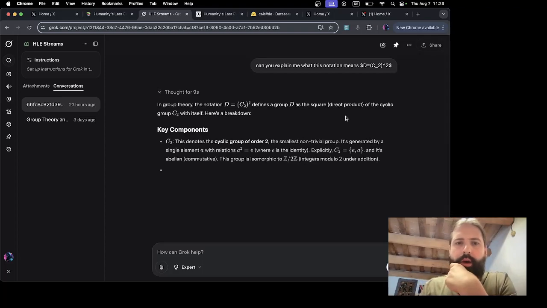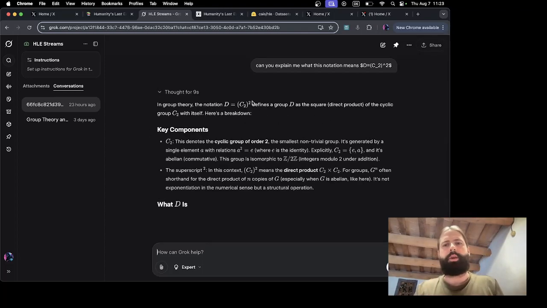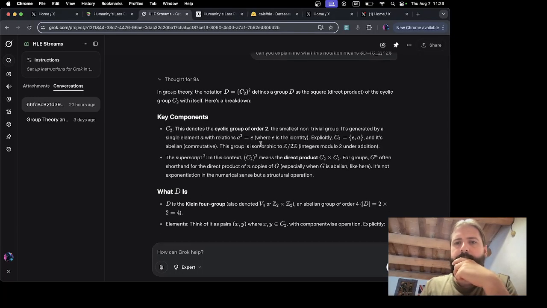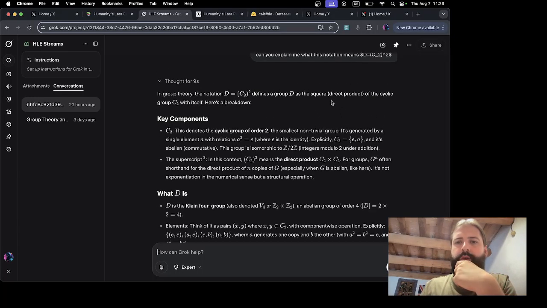As the square of a cyclic group C2 itself. Okay, so here it seems like... but what does it mean when you do squares or direct products of groups? So C2 is the cyclic group of order 2. The smallest non-trivial group is generated by a single element A, with the relation A squared equals E, where E is the identity. Explicitly it's E and A, and it's abelian, commutative. This group is isomorphic to the integers modulo 2 under addition.